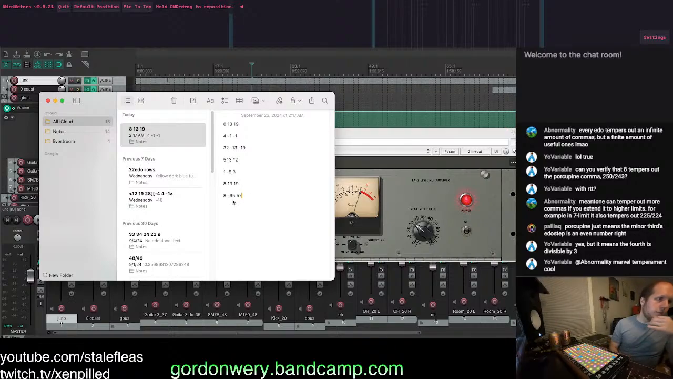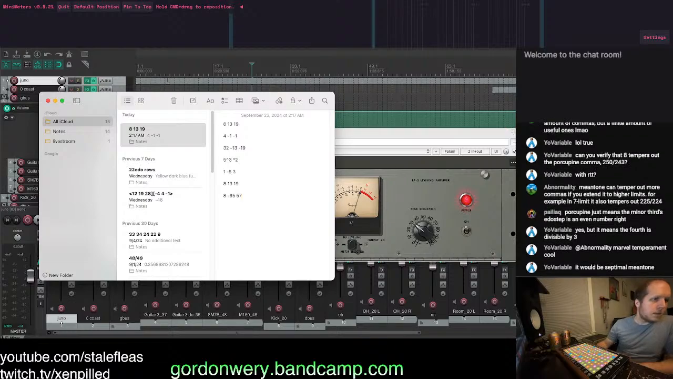Mean tone can temper out more commas if you extend it to higher limits. So in 7 limit, it tempers out 225/224. Oh, interesting. Okay. That's considered extended mean tone, or what is that, septimal mean tone? Is that what Variable was saying earlier? 12 supports septimal mean tone. Yeah, okay.